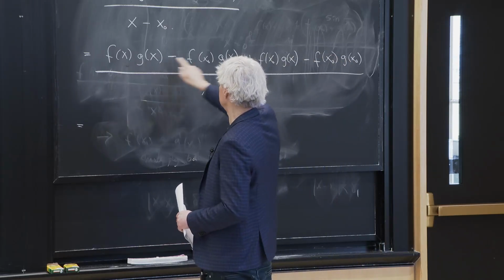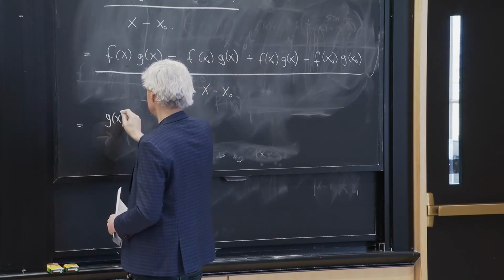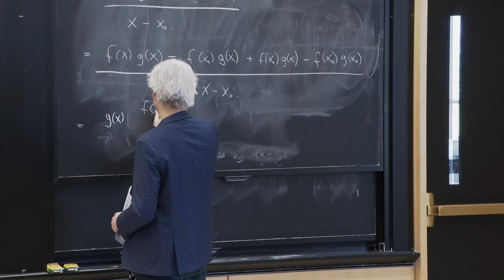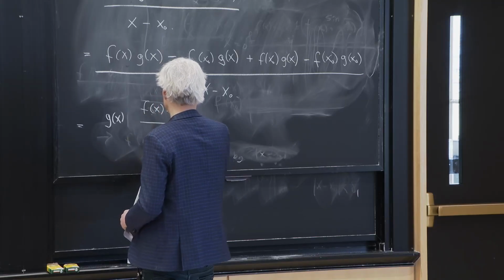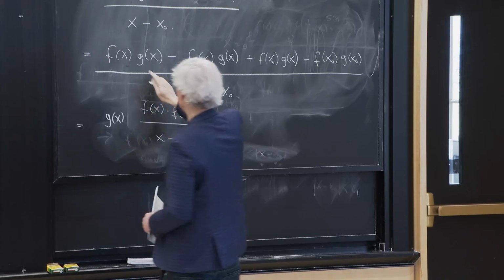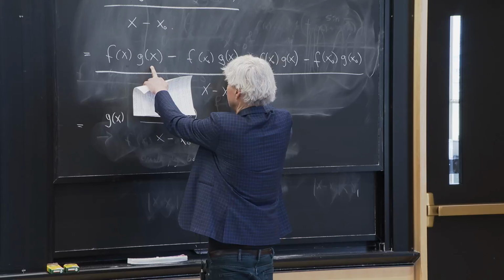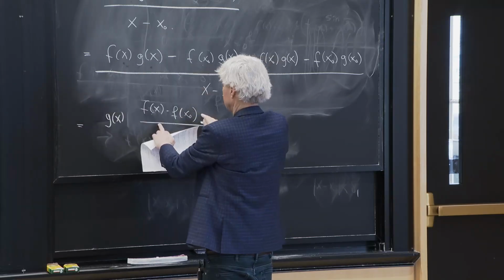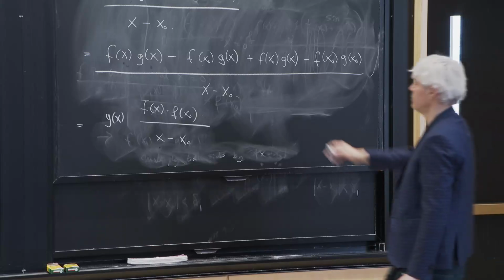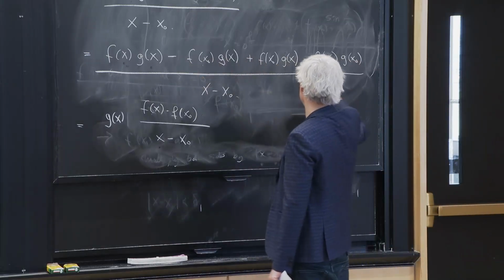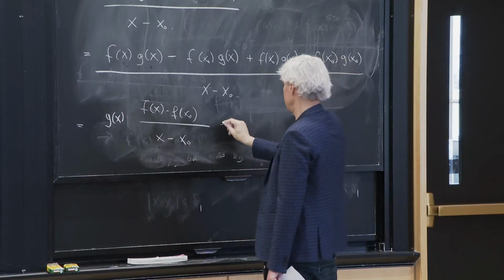And the first one, I take this one here together, and you can factor out a g of x. You can write it like this: f of x minus f of x0 over x minus x0. I'm just factoring out the g of x. And then I'm left with this, keeping the denominator like that. This is this part here. And then I have the other part here. But there you see that the f of x0 is factoring out.